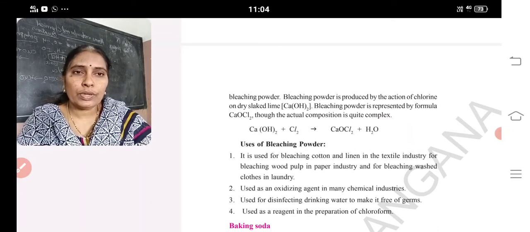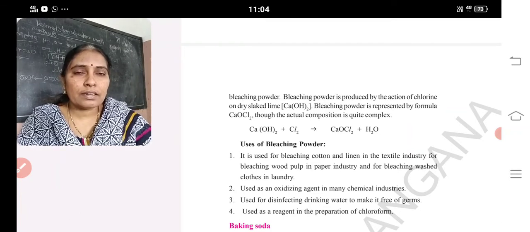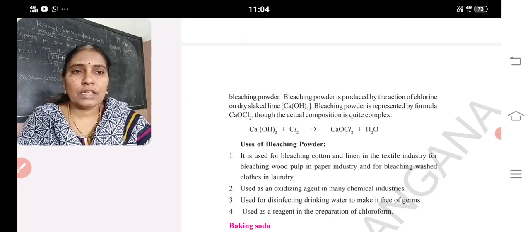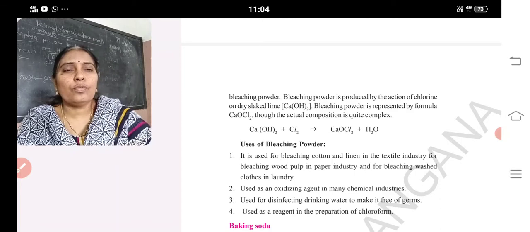Uses of bleaching powder. It is used for bleaching cotton and linen in the textile industry, bleaching wood pulp in the paper industry, used as an oxidizing agent in many chemical industries, used for disinfecting drinking water to make it free of germs, and used as a reagent in the preparation of chloroform.